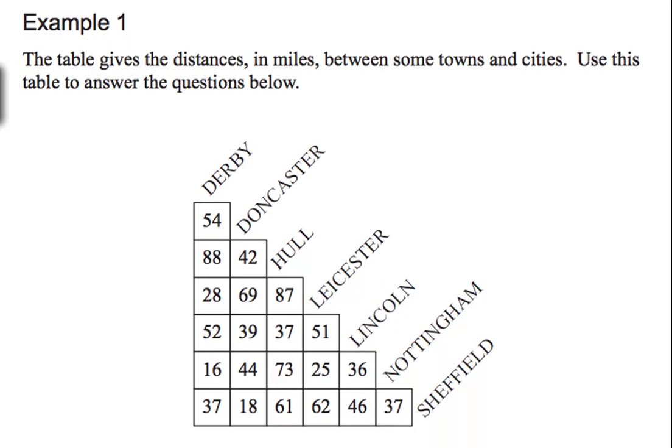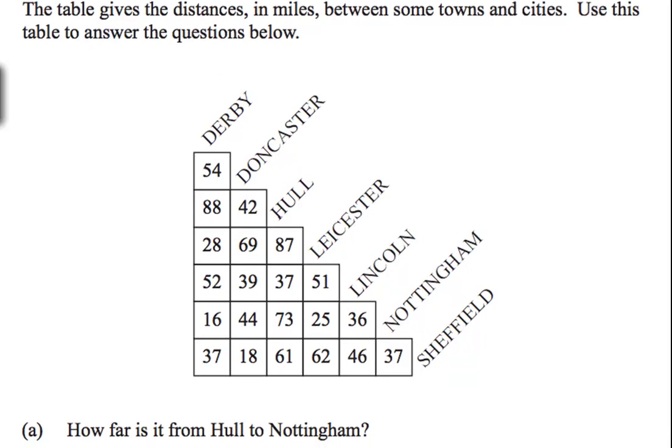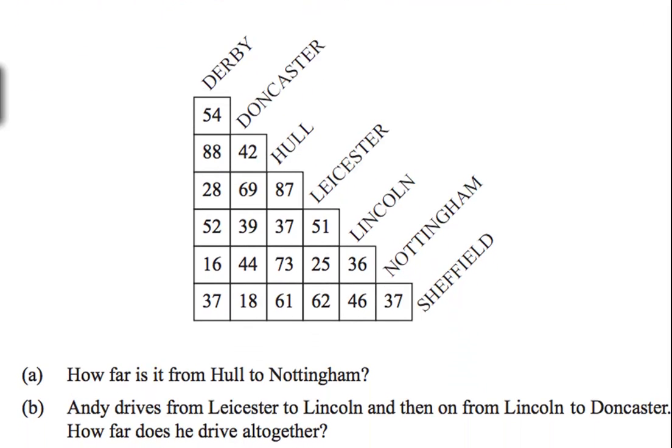Example 1. The table gives the distances in miles between some towns and cities. Use this table to answer the questions below. We would find these in atlases, or if you're looking at a road map, to find out the distances between certain places. For instance, if you wanted to know the distance between Derby and Hull, you would simply go down this line until you met with Hull. Where they intersect, which is right here, that would be 88 miles. We're told that these distances are in miles.